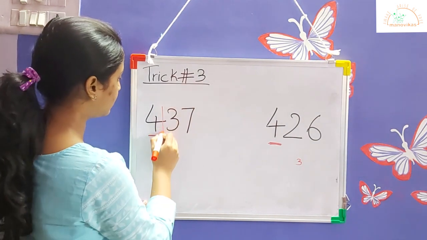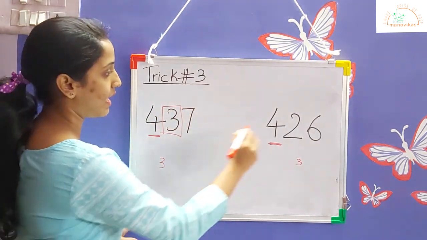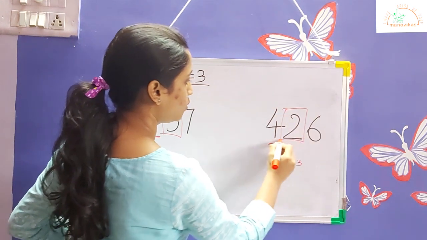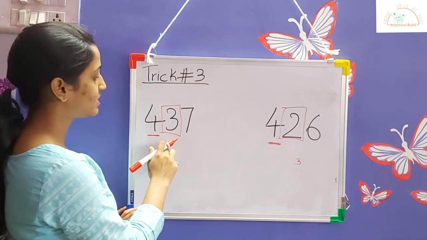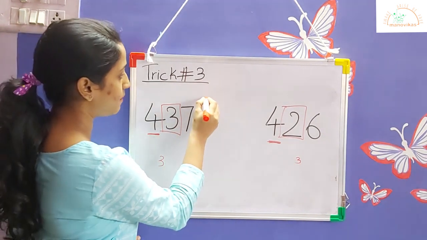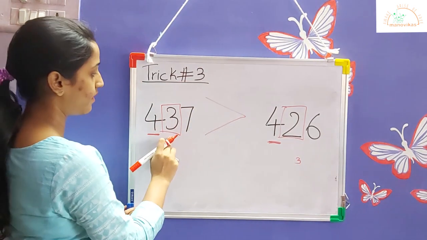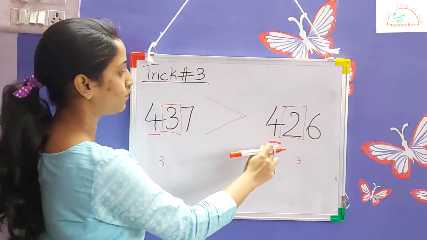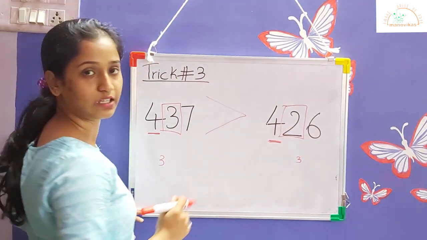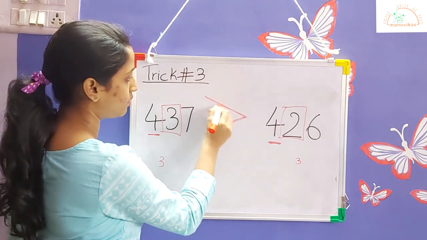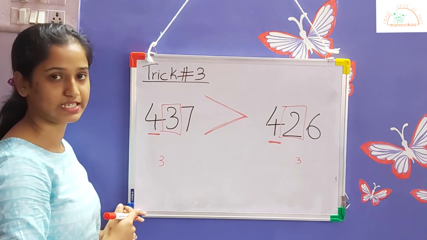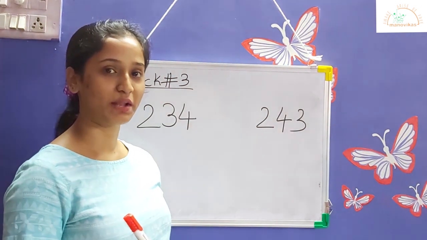So the next digit here is 3 and here it is 2. So now tell me, which is the greater number here? It is 3. So we have the number 437 greater than 426. So we need to use the greater than sign for the number which is greater on the left hand side. Let us take one more example.